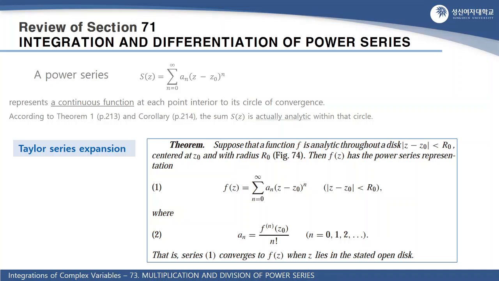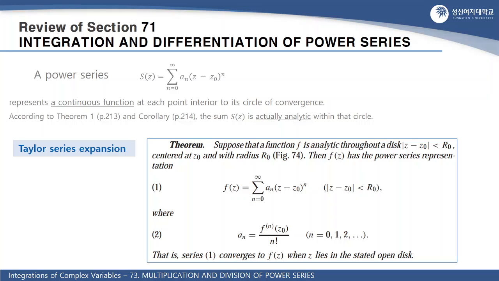So this condition is quite important when we learn the Taylor series expansion. In the theorem of Taylor expansion, they required the prerequisite condition that a function is analytic throughout a disk, the absolute value of z minus z naught less than R naught, centered at z naught and with radius R naught.